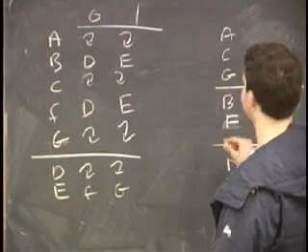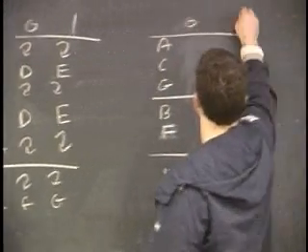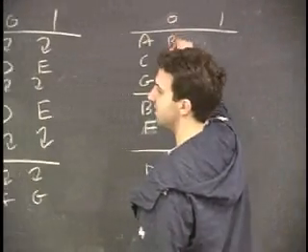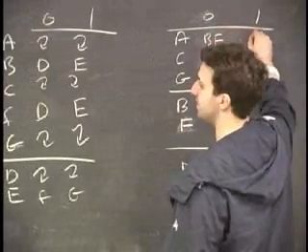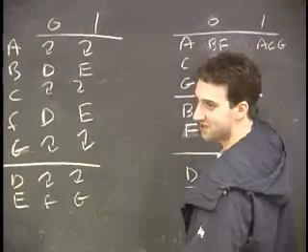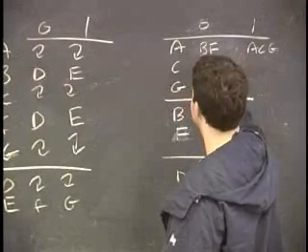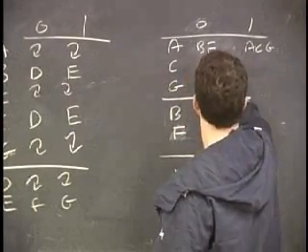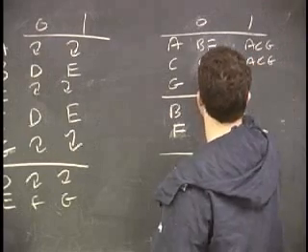So A. So help me out, someone. A goes to the BF club on 0, and it stays in the ACG club on 1. And same with C and same with G. A goes to the ACG club.